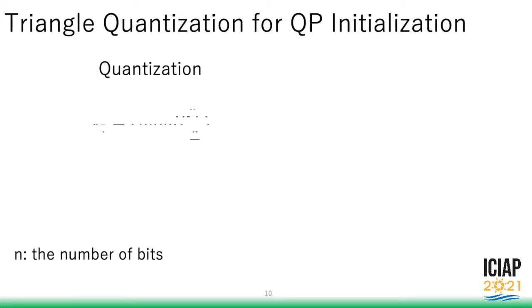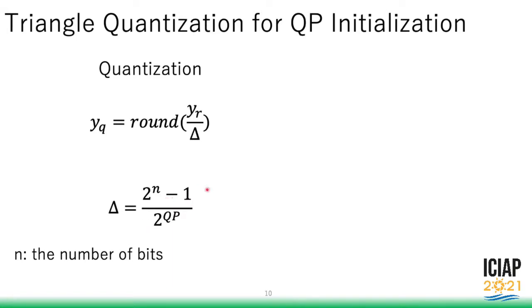This is quantization expressed by a mathematical formula. The round function rounds the float value to the nearest integer. Residue measurement YR is divided by delta. Delta is defined using QP like this, where N is the number of bits. The numerator of delta means the capacity that can store the residue measurement. If the residue measurement is larger than this value, it is cut to this value.